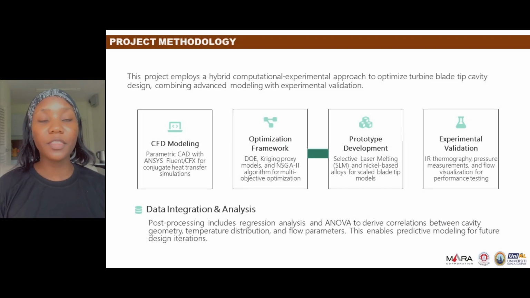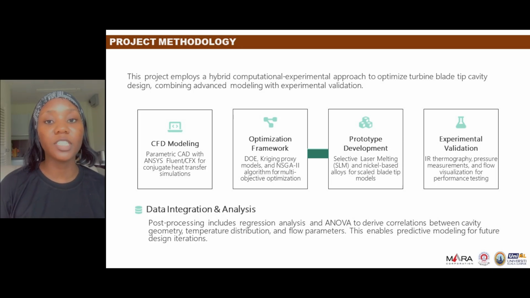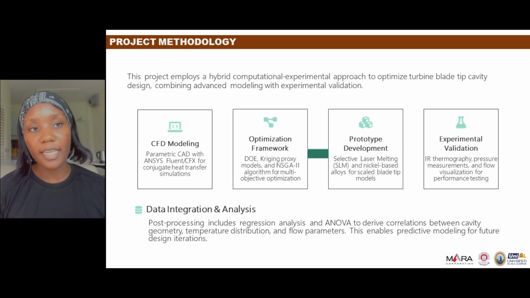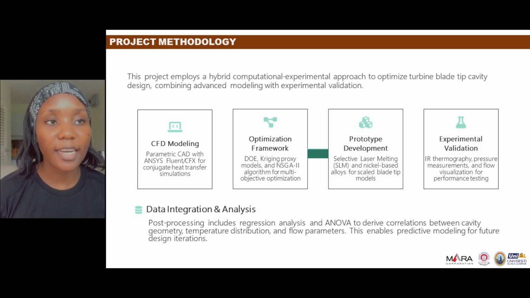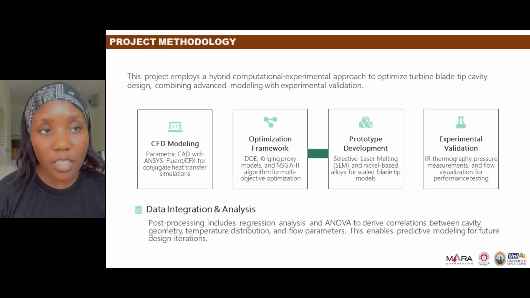In this research, the methodology follows a structured and systematic approach to optimize the turbine blade tip cavity and enhance cooling efficiency and aerodynamic performance. The process begins with parametric CAD modeling, where different cavity geometries are created by varying parameters such as cavity depth, width, shape, and rim features. These designs are then evaluated using conjugate heat transfer CFD simulations, which analyze both fluid flow and heat conduction under realistic turbine operating conditions, including temperature gradients and pressure differences.